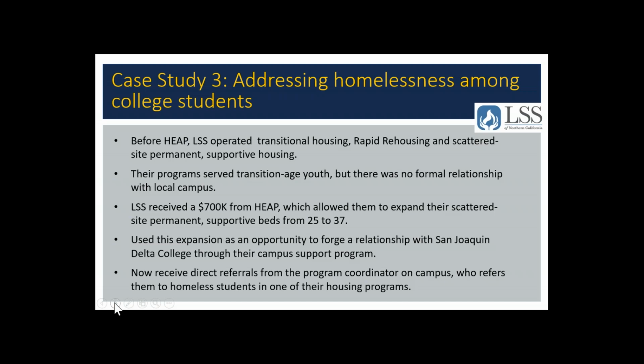They received a $700,000 grant from HHAPP, which allowed them to expand the number of homeless students they're serving from 25 to 37, and to forge a formal relationship with San Joaquin Delta College. Now they receive direct referrals from San Joaquin Delta, from a program coordinator on campus, when a student expresses that they're experiencing homelessness. So instead of just hoping they might get homeless students, they used HHAPP as an opportunity to tighten up that referral process in combination with expanding capacity.